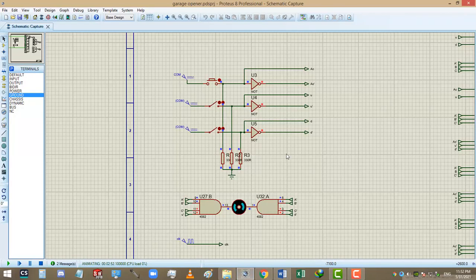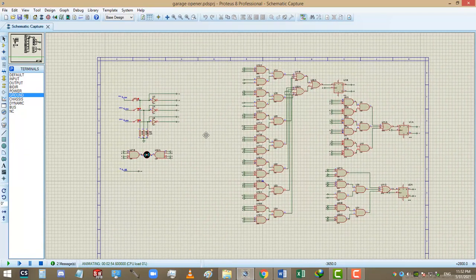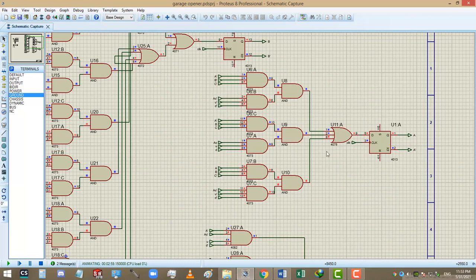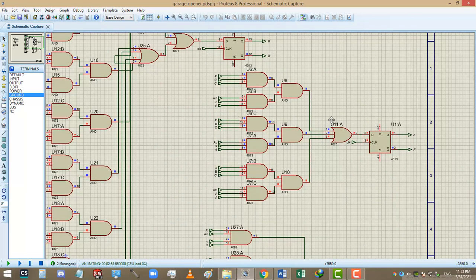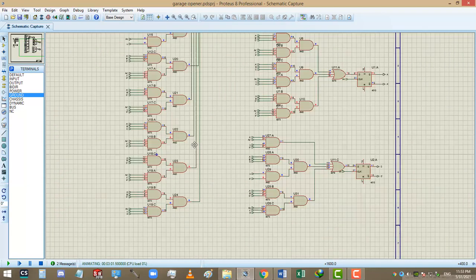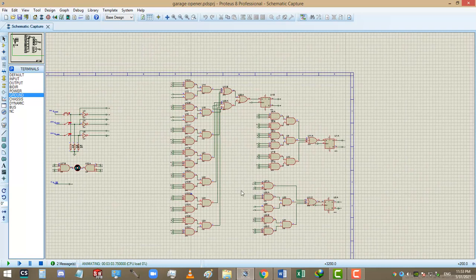Let's get to the simulation part. So this is the circuit that had to be simulated to work for the garage door. This part here is for the flip-flop B, this part right here is for the flip-flop A, and this part below is for the flip-flop D. So you can see that the flip-flop B has the largest circuit and the most number of literals.